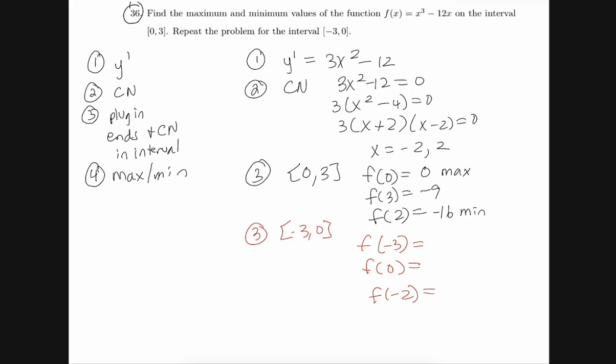So if we plug in -3, we get -27 plus 36, which is 9. We already plugged in 0 and we got 0. When we plug in -2, we get -8 plus 24 or 16. So this time, this is our max and this is our min. So please make sure that you are finding the critical numbers and only using the critical numbers that are in that interval when you make your decision as to which is the max and which is the min.